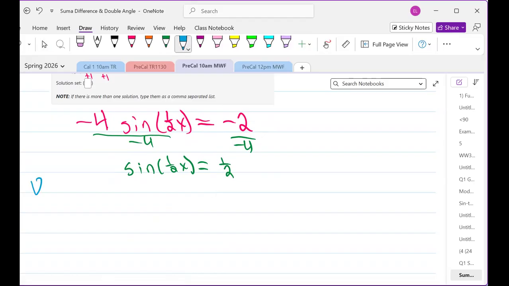Now, this is where I use the unit circle. So we're asking ourselves, where is the sine equal to 1/2? The sine has a value of 1/2 when it is close to the x-axis. That's where the y value is short. So that is pi over 6. And then the other spot where the sine is 1/2 is at 5 pi over 6 in quadrant 2.